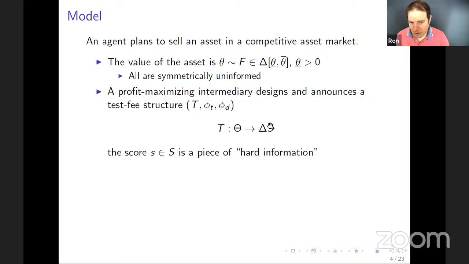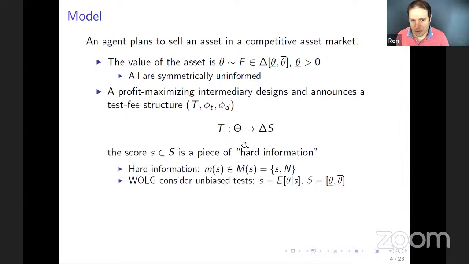We can think of these signals as scores. Importantly, this score is going to be a piece of hard information. What we mean by that is, if the test is run and some score is realized, and the agent sees this score, then the agent can either disclose the score or not disclose it. Formally, the message that the agent can convey to the market when he sees the score S is either the score S or nothing. That's what we mean by hard information.